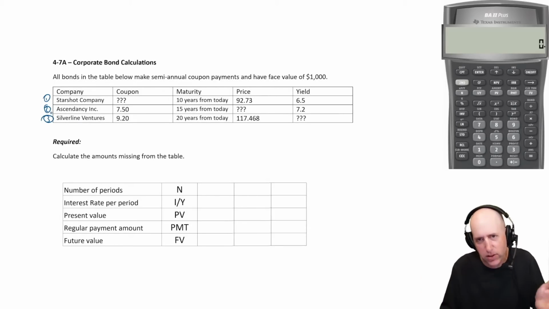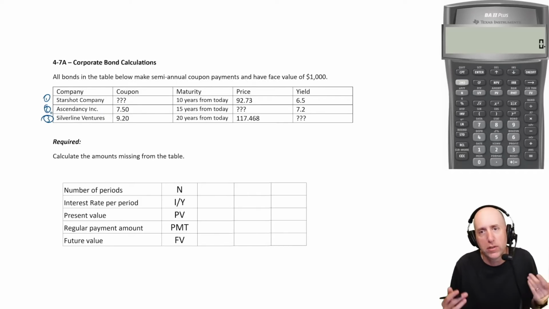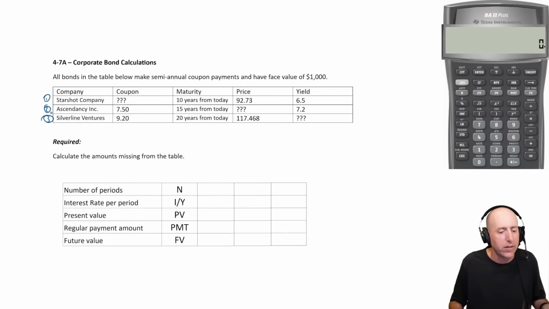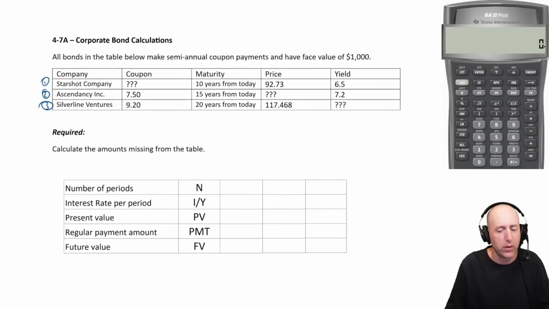So if you're somebody that has to do them by hand, I understand it's a little more time consuming, honestly a little more tedious, but it's doable. It's not hard. You just got to take your time. But let's go through with our financial calculator first, and then we will solve Starshot by hand.